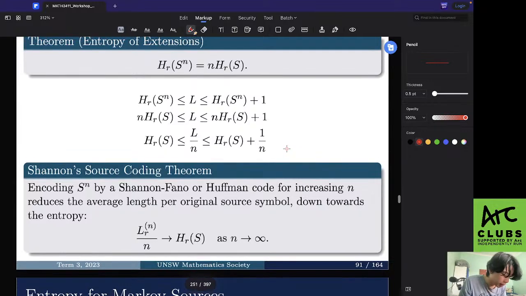And so if we take the limit of this middle term as n goes to infinity, then since this becomes a 0, we actually just get the entropy on both sides. And so this limit right here must be equal to the entropy. So you might get a question that just says, hey, calculate the average length per original source code as n goes to infinity, and to do that, you just calculate the entropy.